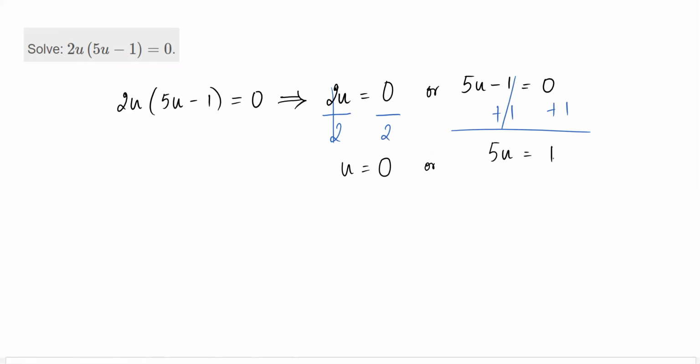5u equals 1. One more step. And u equals 1 over 5. So the solution is that if u takes the value 0 or 1 over 5, you're going to get this statement to be true. Thus, we solved this problem.